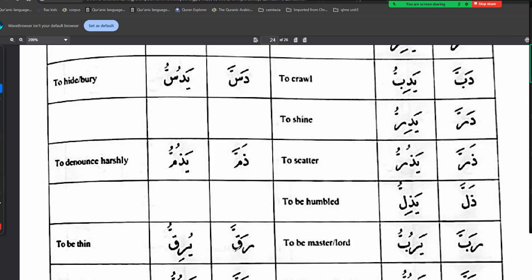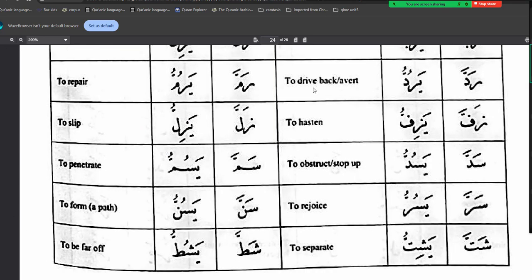And there is a correction here. It's not yuriqu, right? If you have a dhamma on the ya, it becomes majhul, right? So this is yariqu. Okay, ya is having a fatha here. There's a correction. You can make the correction in your book. To be thin.